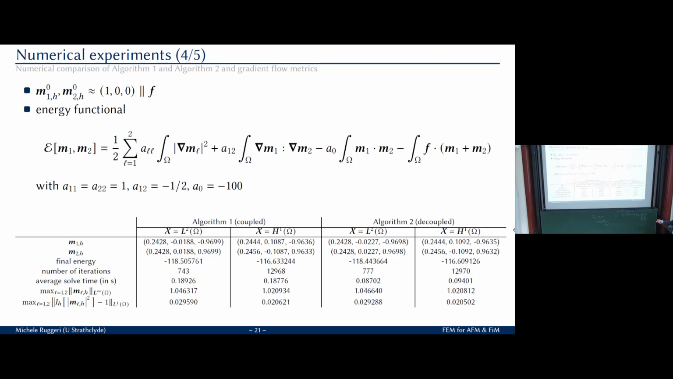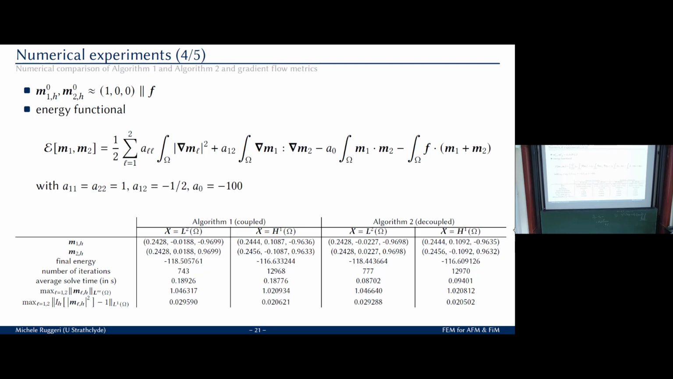Now this is the average solve time for one step. Okay, so for one iteration. Okay, I forgot this important information. Yes, this is for one iteration. So the total time is essentially the product of these two numbers. Okay, sorry for the misunderstanding.